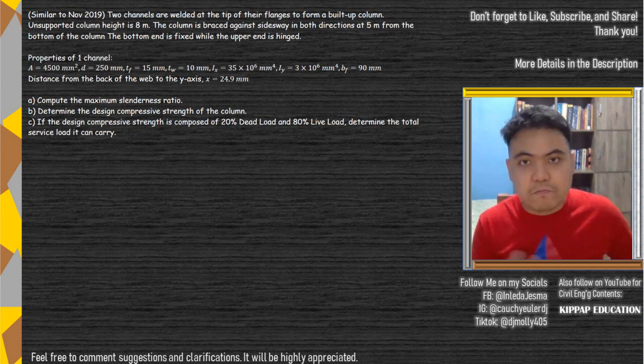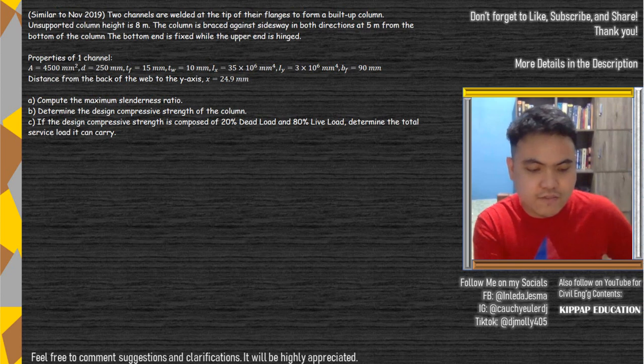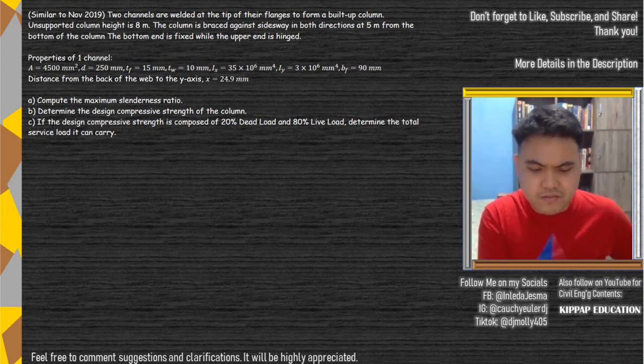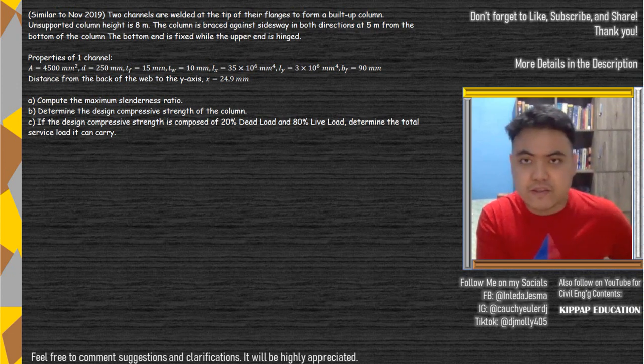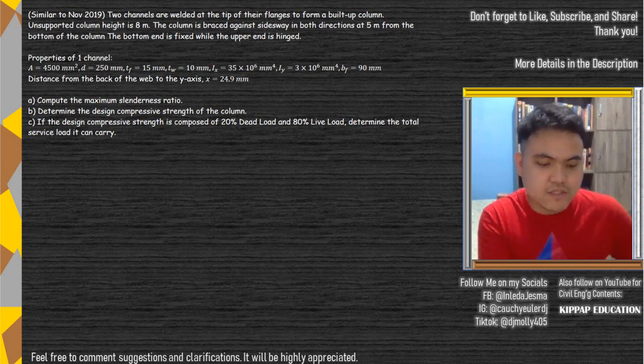Then, given sa atin yung properties ng isang channel. We have the area, 4,500 square millimeters. Overall depth of 250 millimeters. Thickness of flange, 15 millimeters. Thickness of web, 10 millimeters. Moment of inertia, about X and Y centroidal yan ng isang channel. Flange width, 90 millimeters. Distance from the back of the web to the y-axis. Ang y-axis na to ay yung centroidal y-axis ng isang channel. And we have 24.9 millimeters.